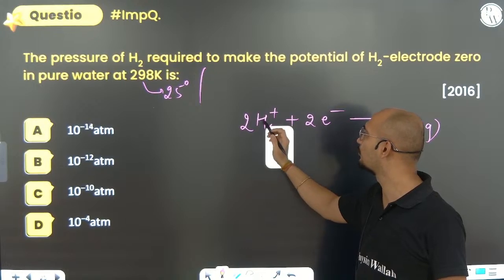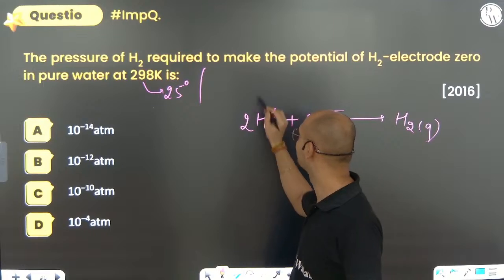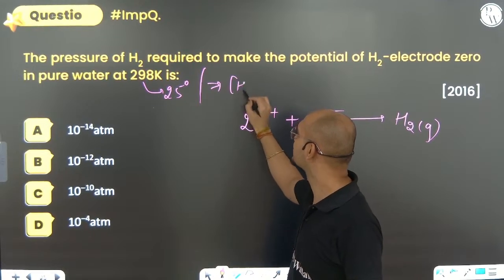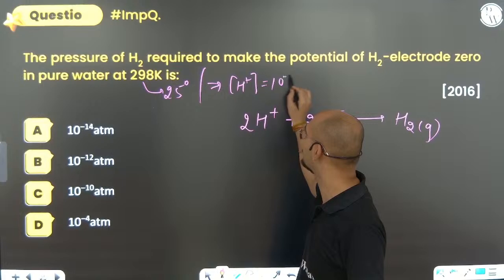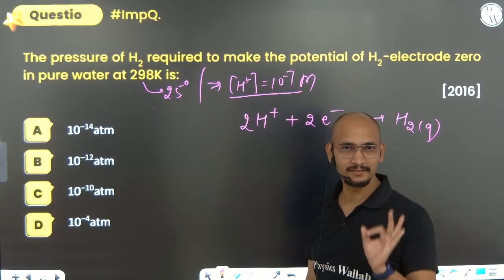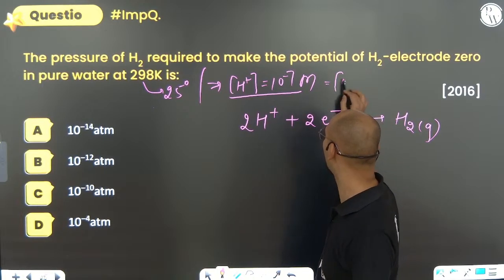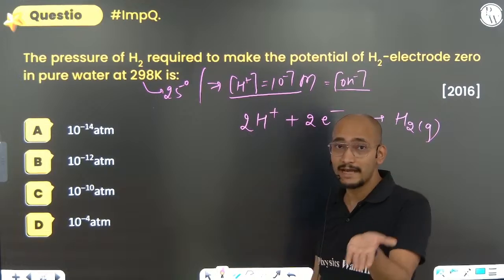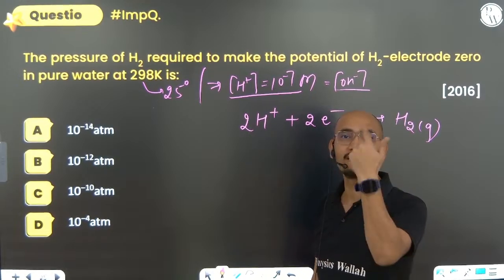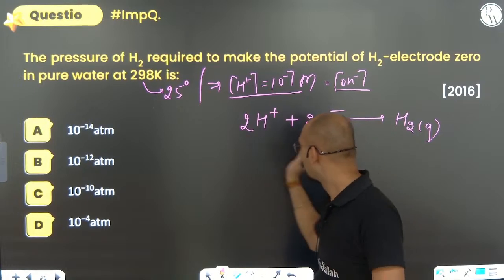In water, what is the H+ concentration? At 25 degrees Celsius, H+ concentration equals 10 to the power minus 7 molar. You all know this property of water: at 25 degrees Celsius, H+ and OH- are both 10 to the power minus 7. That's why Kw is 10 to the power minus 14, and pKw comes out to be 14. Yes, remember. So this is the reaction.